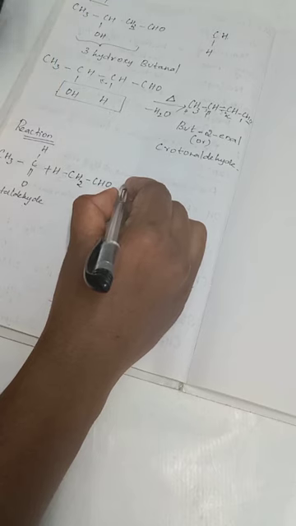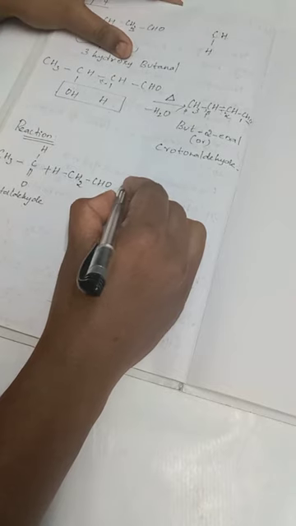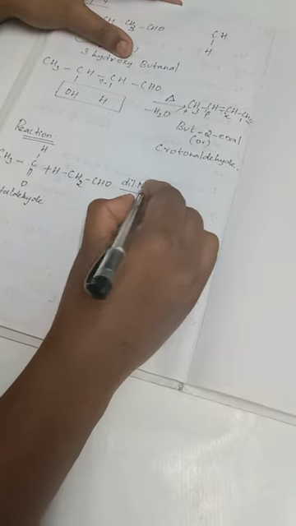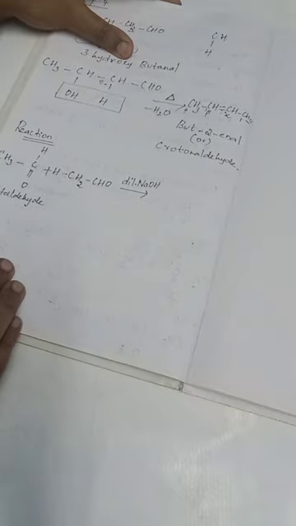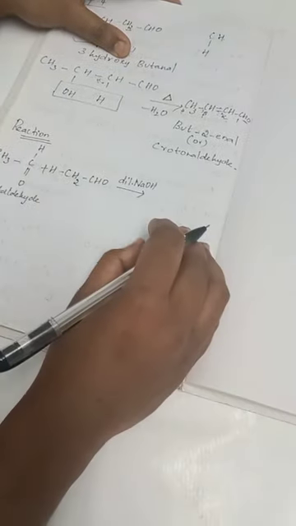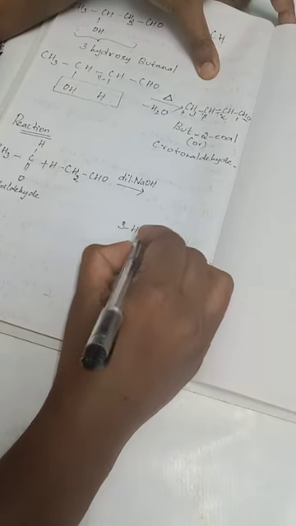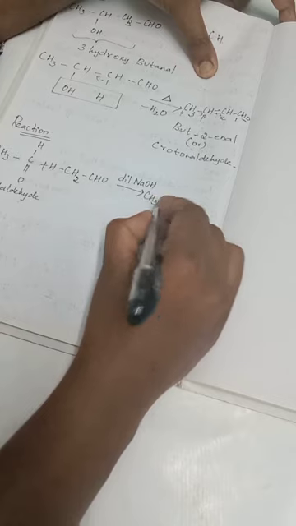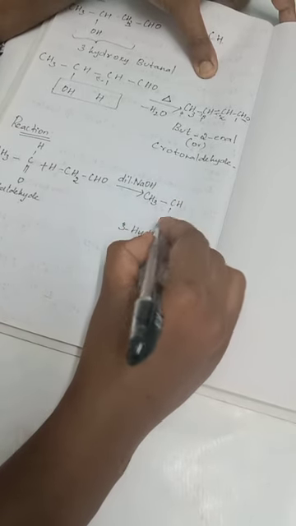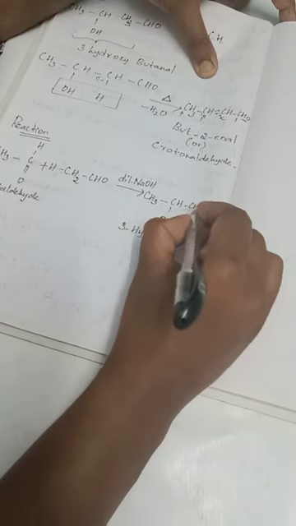3 bases we can use: sodium hydroxide, potassium hydroxide, or barium hydroxide. In this reaction we are using dilute sodium hydroxide. So directly we can write the product. Our product is 3-hydroxybutanal. So our product is CH3, CHOH, CH2, CHO.